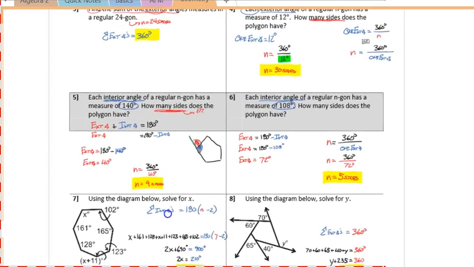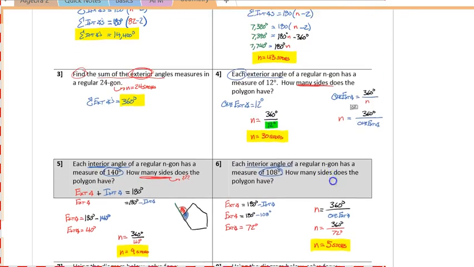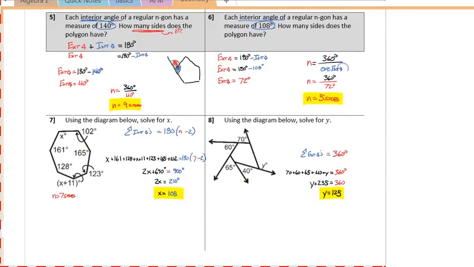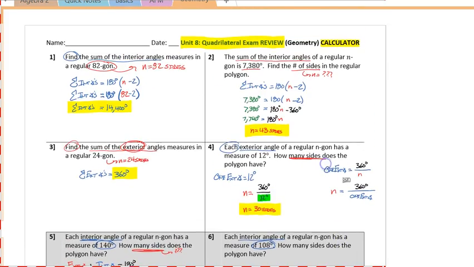This page deals with section 29, sum of interior and exterior angle measures. Expect a bunch of these on the quiz and test.